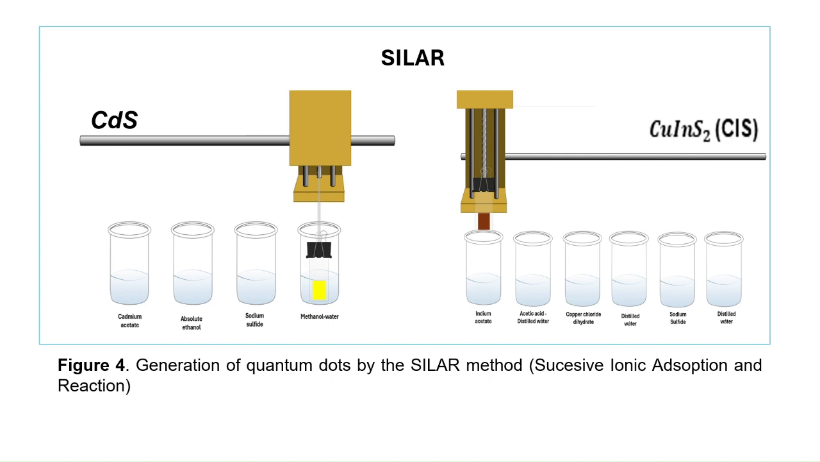For CdS quantum dots, the sample is immersed in the cadmium acetate precursor, then allowed to drain, then immersed in an absolute ethanol solvent, drained again, then immersed in the sodium sulfide precursor, allowed to drain, and finally immersed in the methanol-water solvent.